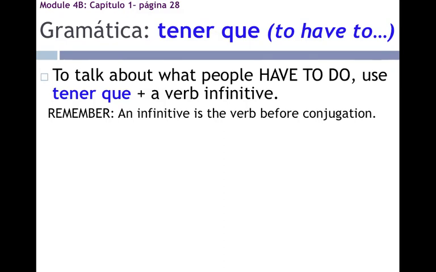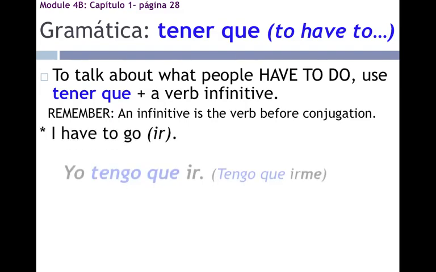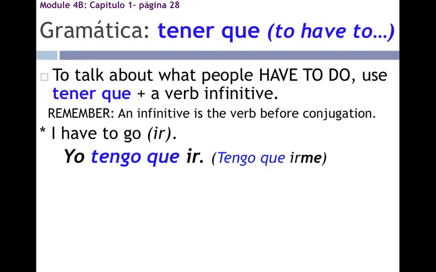So it just means to read, to study. You don't know who's doing it yet. It's not associated with any subject. Por ejemplo, I have to go. Yo tengo que ir, but it's really seen as tengo que irme. You put that me on there. I have to get myself out of here. That's a little reflective pronoun there. I have to go, irme.